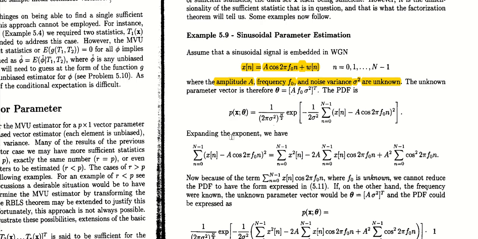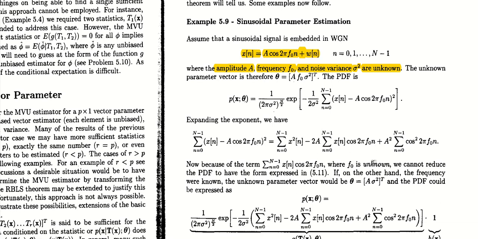Then expanding the exponent, we have this second order polynomial expansion. 这是二阶多项式展开嘛？Okay, so you get this. Except there is an extra summation in front, but it doesn't matter. Inside of it, it's a second order polynomial. Okay, so you get that.